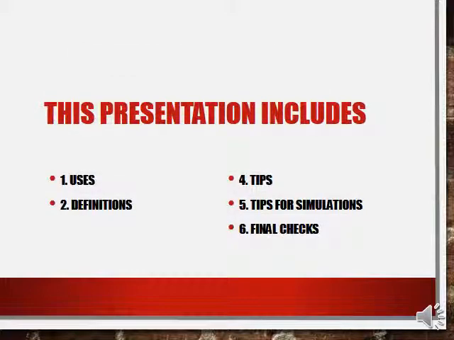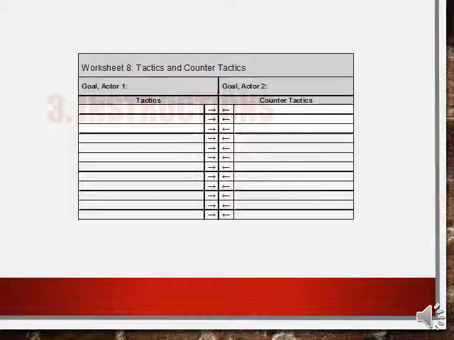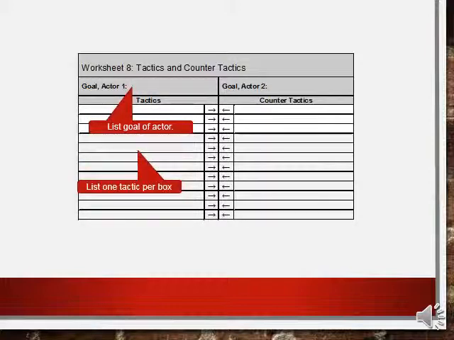Let's look at section 3, instructions for completing the worksheet. For Worksheet 8, there are 3 instructions. First, list the goal of the actor. Second, list 1 tactic per box. And third, repeat these instructions for the other actor.